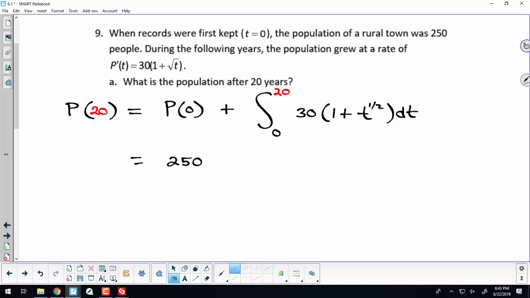Yeah, go ahead. Well, pulling the 30 out in front, it would be t plus 2/3 times t to the 3/2 power. Okay. Some people prefer to leave the constants in. That's fine as well.